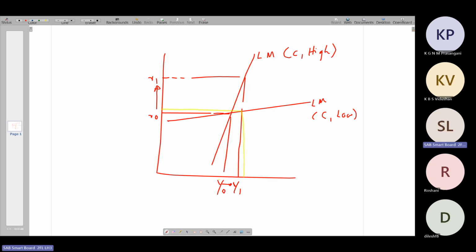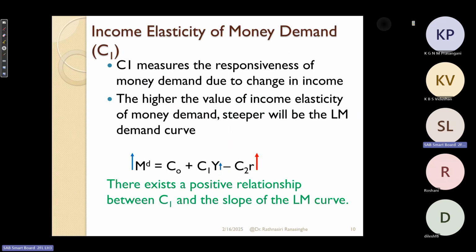So one factor that determines the slope of the LM curve is the income elasticity of money demand. If the income elasticity of money demand is high, we get a steeper LM curve. If the income elasticity of money demand is low, we get a flatter LM curve, right? Okay. And the other, second component is the interest elasticity of money demand.